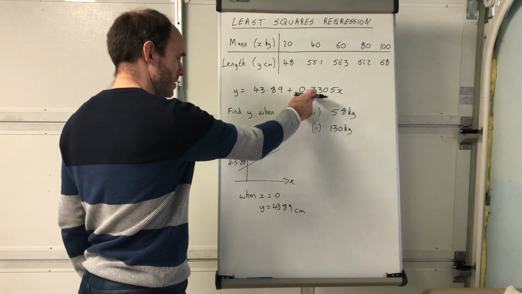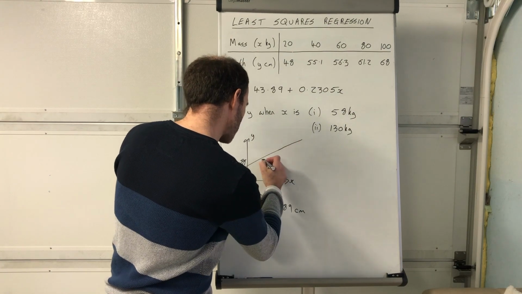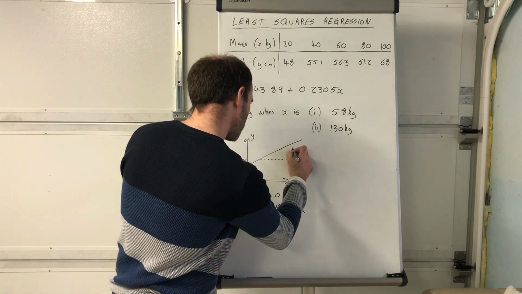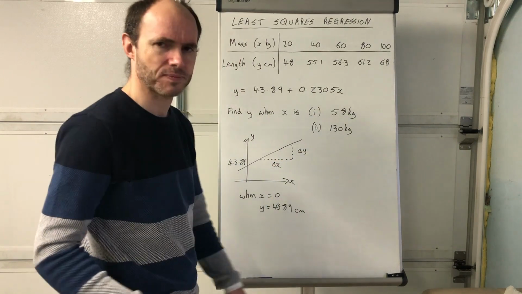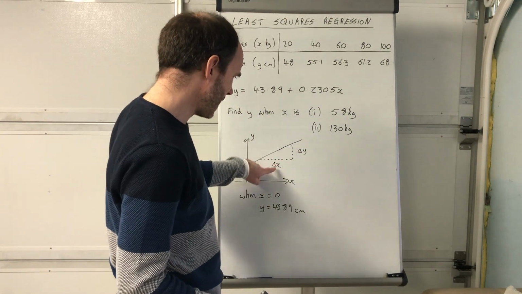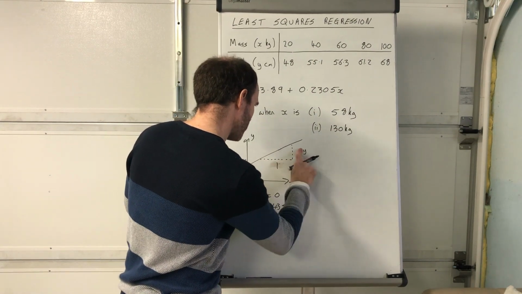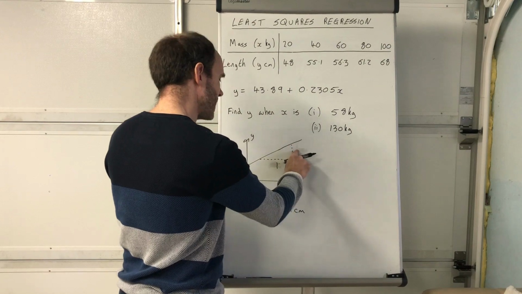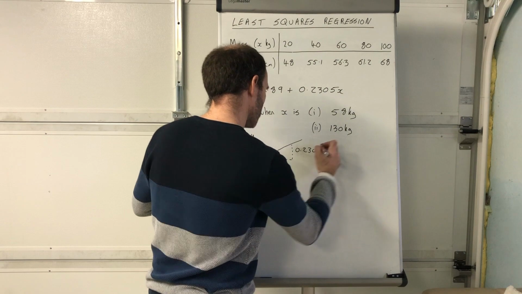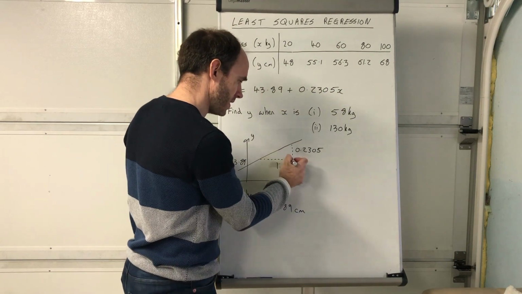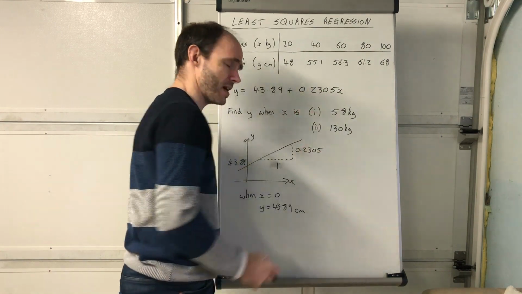Then we look at the gradient. Now remember, with gradient, and let's draw a bigger diagram, you calculate it by looking at the change in y over the change in x. As long as you have that as a value of 1, then this value here must be equal to the gradient. Can you see how that makes sense? Because 0.2305 divided by 1 is 0.2305, the actual gradient.